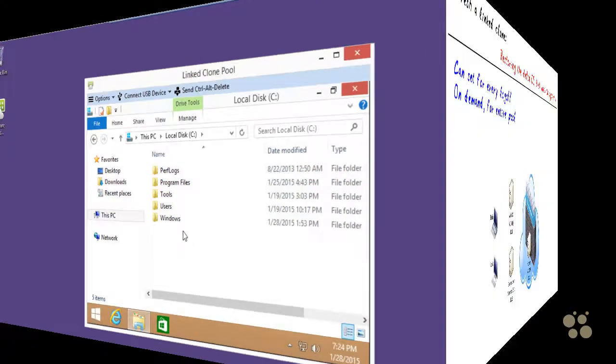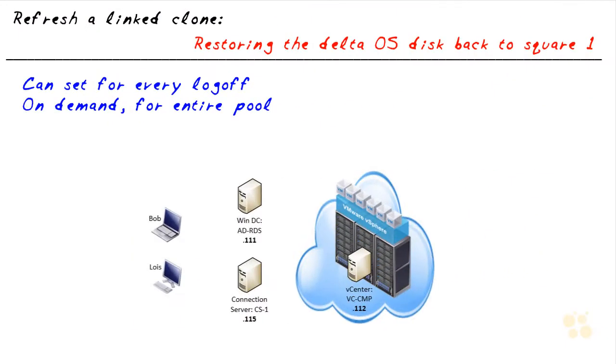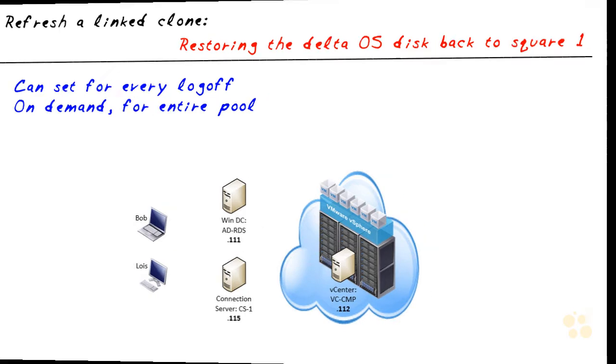In this nugget, we've demonstrated how we can use a refresh in combination with a linked clone to set that OS Delta disk for each VM back to square number 1.